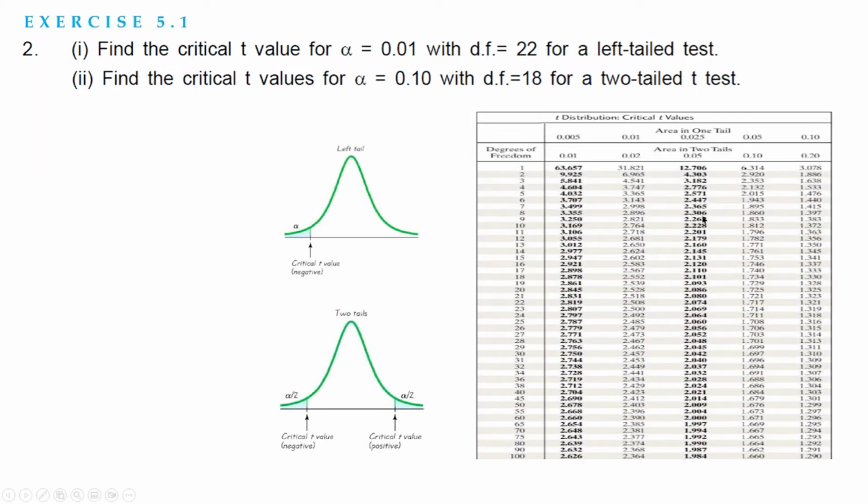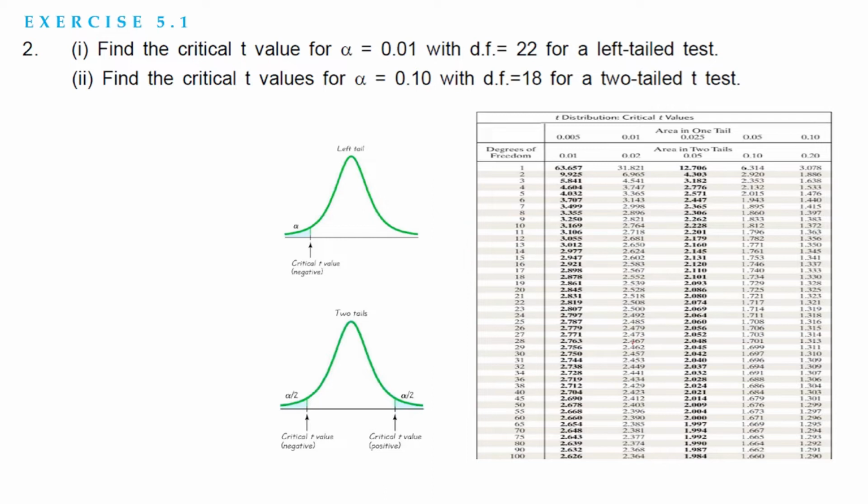If we see the t-distribution table, they have already given area in one tail and area in two tails for different degrees of freedom. So for the first subdivision, we have to find the critical t-value for alpha equal to 0.01 for a left-tailed test. If it is a left-tailed test, it means area is in one tail. So we have to see for 0.01 and degrees of freedom 22. The value is 2.508.